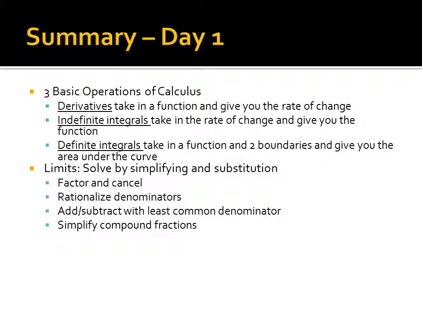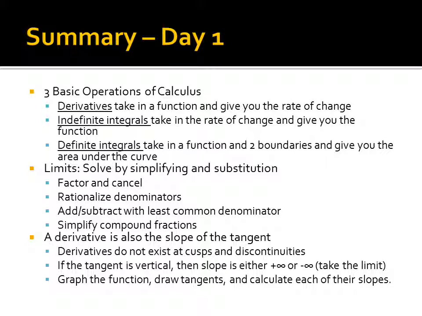The four ways you have of simplifying are: factor and cancel, particularly anything that's a second-order polynomial or higher. Rationalize the denominator, especially if you have some sort of square root or cubic root in the denominator. Square roots are best. Add or subtract with the least common denominator. In other words, find the least common denominator and add or subtract. This is particularly good when you've got fractions that are added together or fractions that are subtracted from each other. You can also simplify compound fractions. All four of these are good strategies for solving limits.